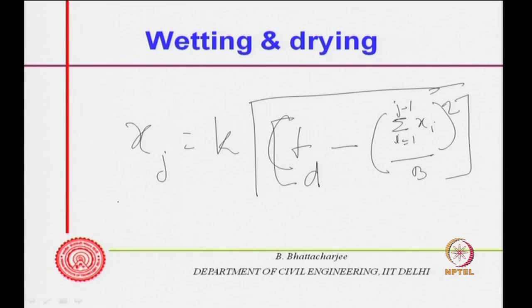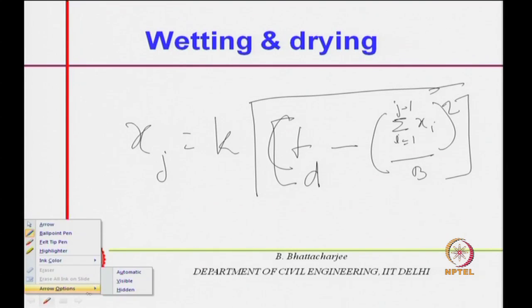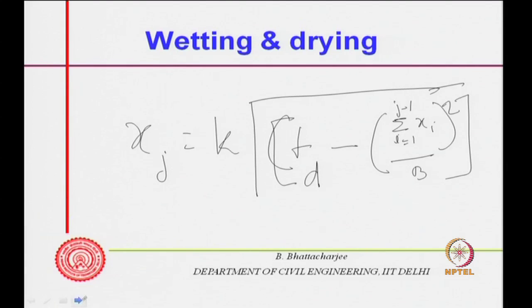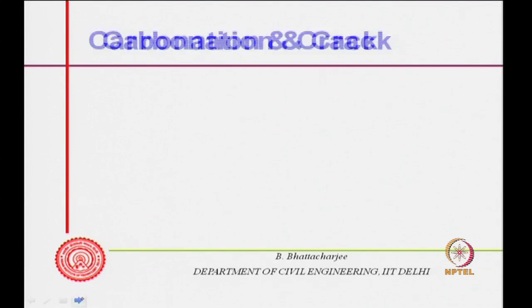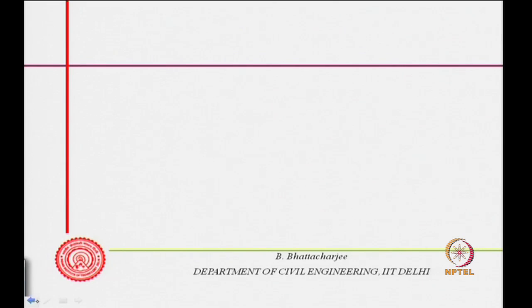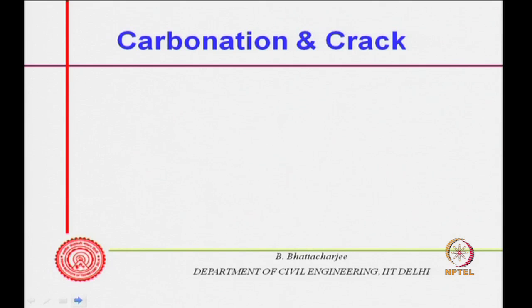This you can repeat and find out. So, this is how we can actually model this. But what is important for us to understand is that when it reaches the cover depth, service life has been reached. So, the carbonation progresses in steps, and it would depend upon wetting and drying cycles, right.